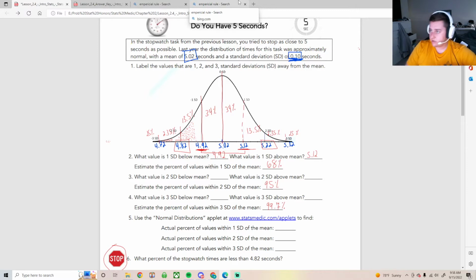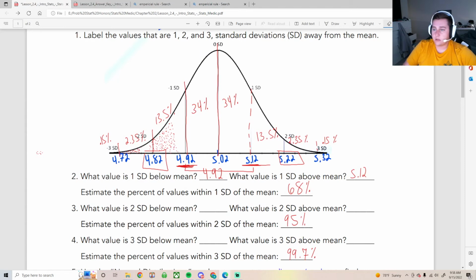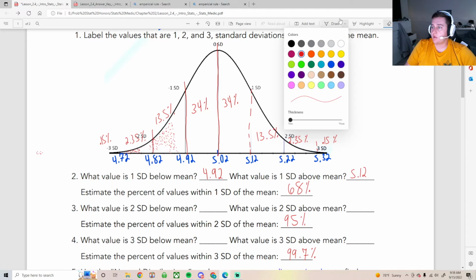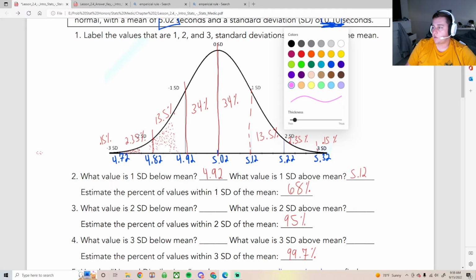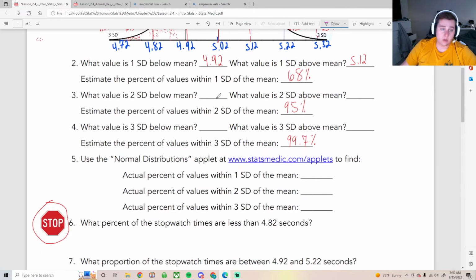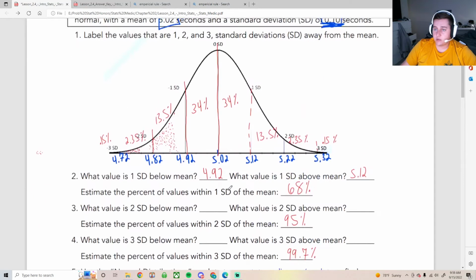Where did I put pen? There it is. What I like to do, which you don't have to do, is erase all the things that are not important here. And then what I'm going to do is grab a very bright, vibrant color. So in this case, we'll use pink, but it doesn't really matter. And I'm going to color in the place that we're interested in. What percentage of stopwatch times are less than 4.82 seconds? So I'm going to go to 4.82 seconds, and I'm going to color in the area that I care about, which is all the times that are less than that.